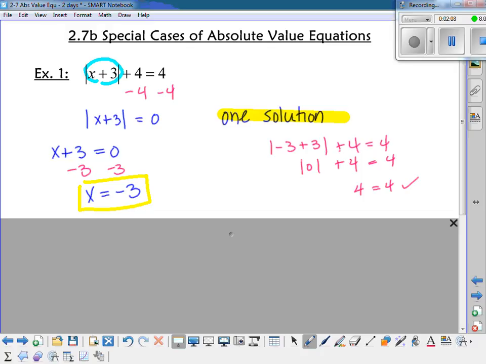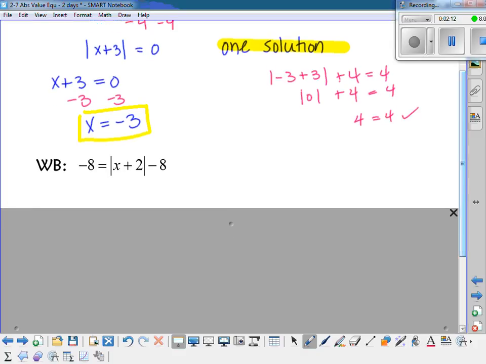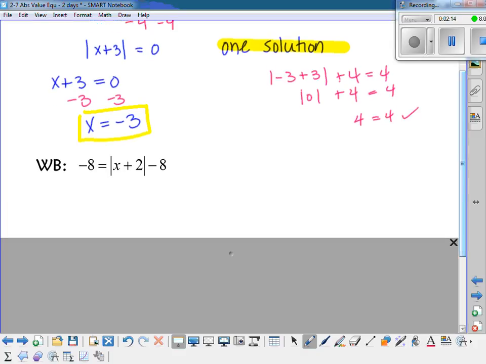So this next example, I would like you guys to try on your whiteboards. We've got negative 8 equals the absolute value of x plus 2, and then outside the absolute value bars we have a minus 8. So on your whiteboards, try doing this one. Please pause the video now.